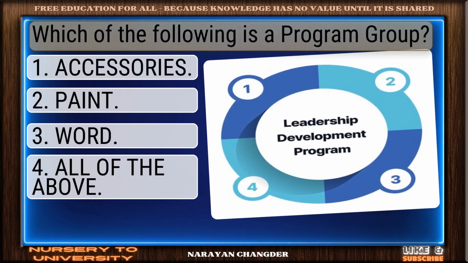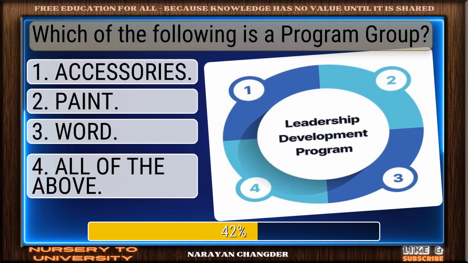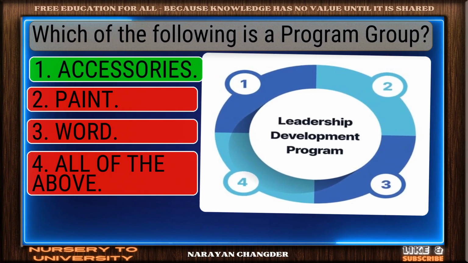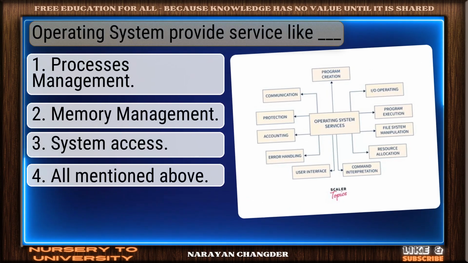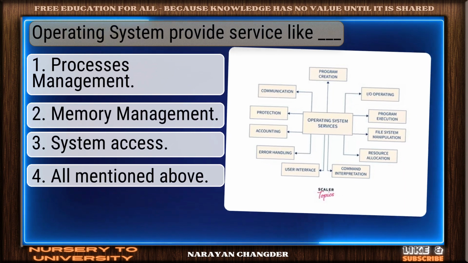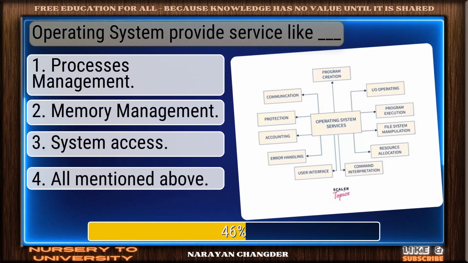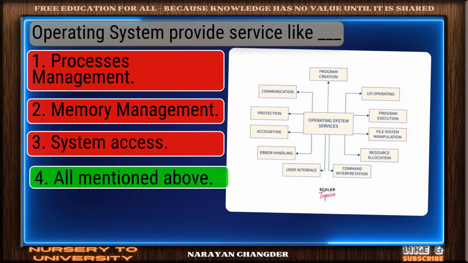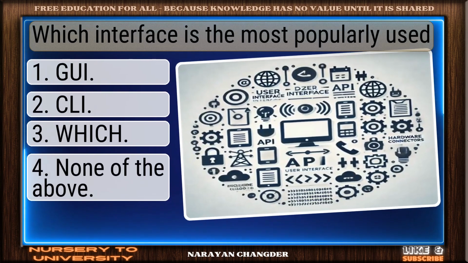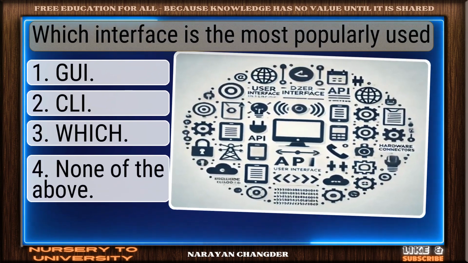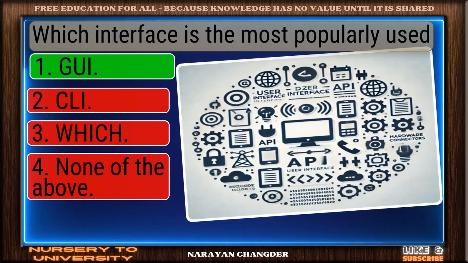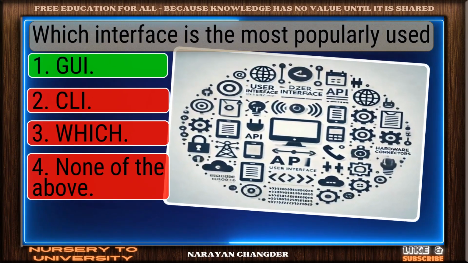Which of the following is a program group? Sharp thinking. Accessories is the right choice. Operating system provides service like Dash. Perfect. All mentioned above is the correct choice. Which interface is the most popularly used? Excellent. GUI is a brilliant choice.